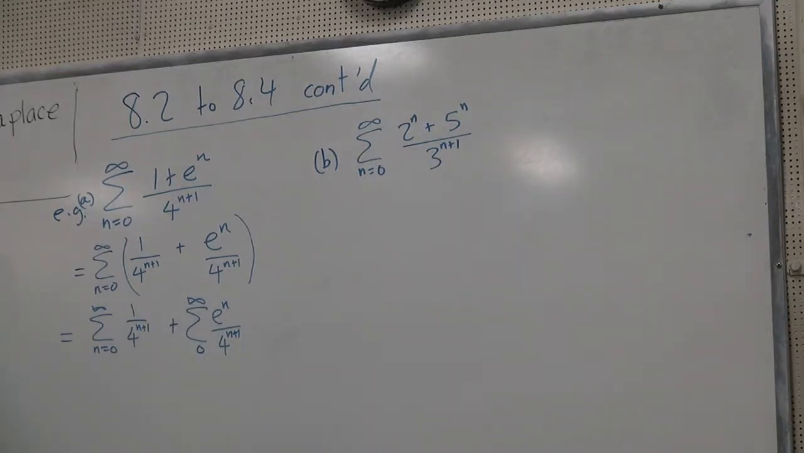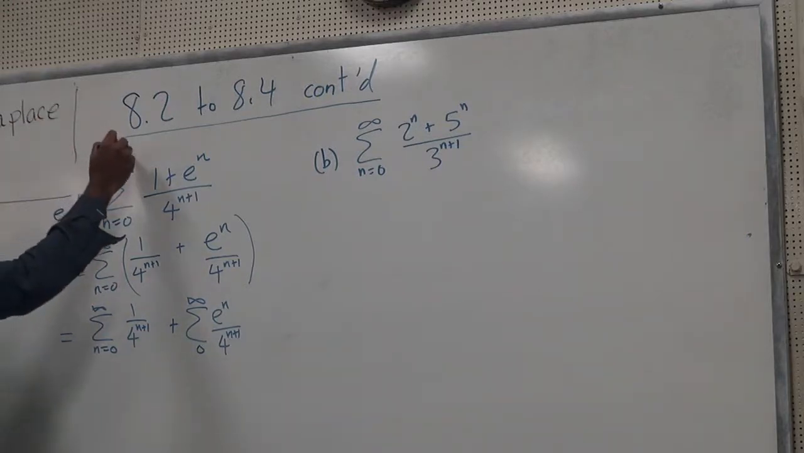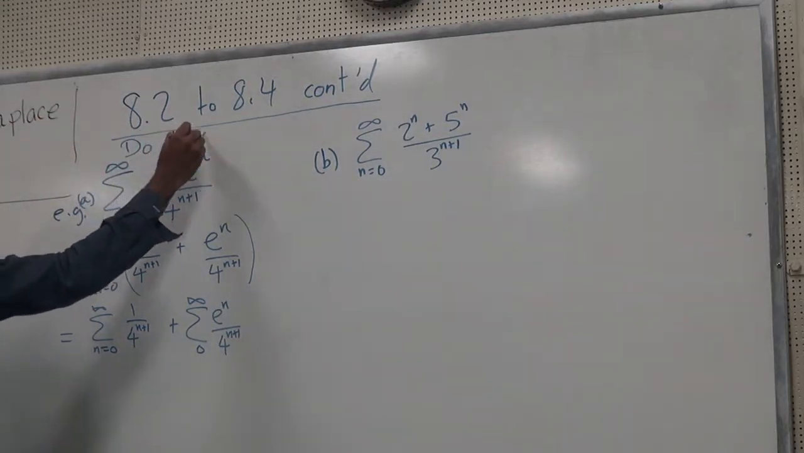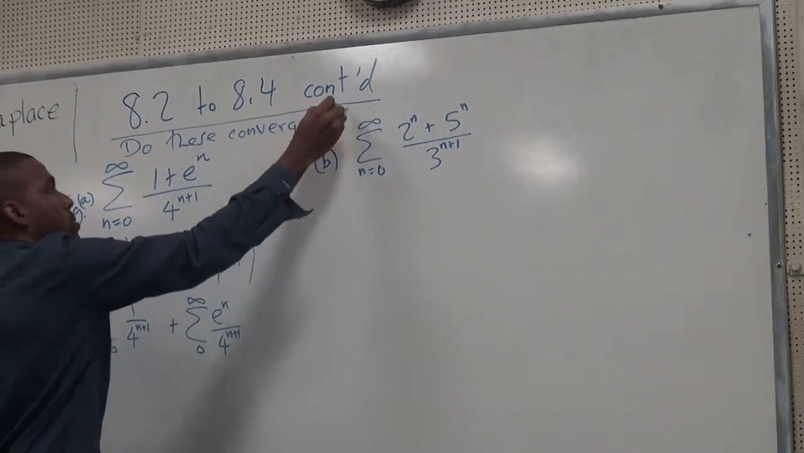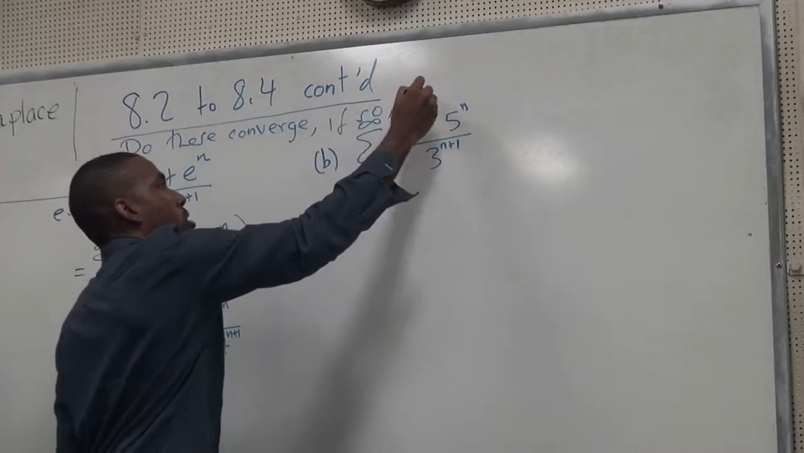Because e^n is always going to be smaller than 4^(n+1). 4^(n+1) is always going to be slightly greater than e^n. So it's going to go. Well, here's the question. Do these converge? If so, to what?